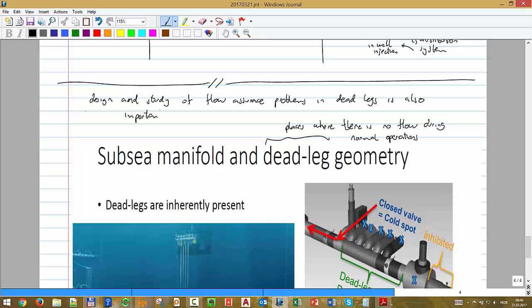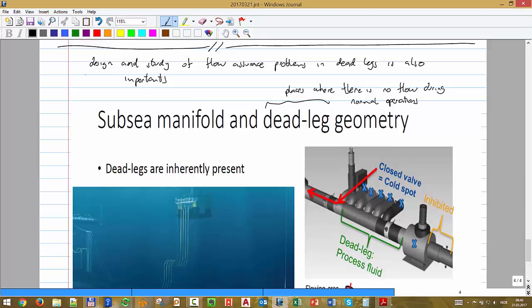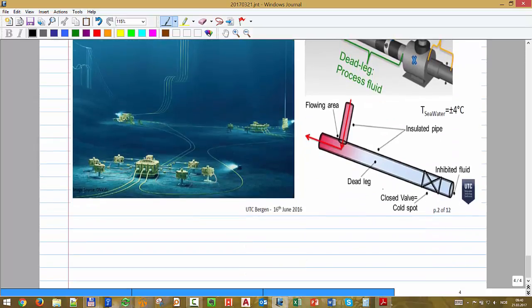Not only the flowing system where the fluid is circulating through, but also parts where the fluid is not circulating through, there you're going to get significant cooling. So some options are heat tracing, or better insulation for that particular part, to compensate for the fact that you won't have constant replacement of fluid. Okay, so that's one thing I wanted to say.